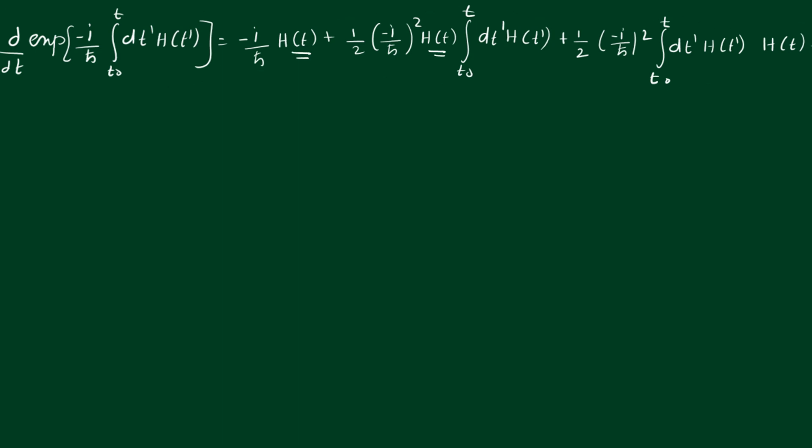So as usual, we can pull out this minus i/ħ H(t), and the rest is supposed to be the exponential, the power series expansion for the exponential. But there's a small problem here. The H(t) here is on the right side, not on the left side. At this point it's fine, but in this term the H(t) is on the right side.